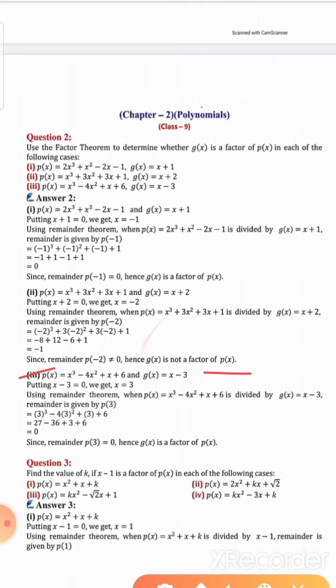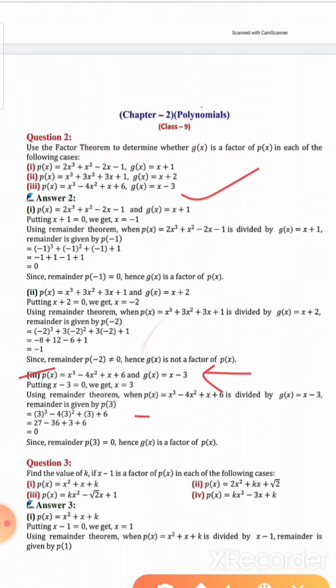Here the polynomial is given by p(x) = x³ − 4x² + x + 6 and g(x) = x − 3. Again we have to find whether g(x) is a factor of p(x). So first we find the root of g(x), by putting x − 3 = 0, we get the value of x = 3.